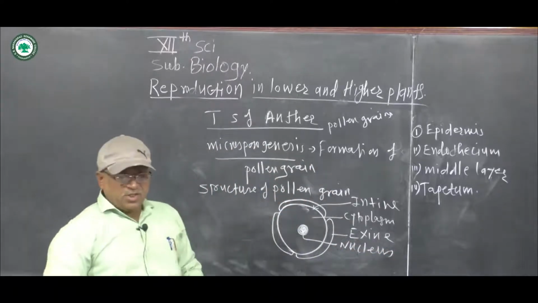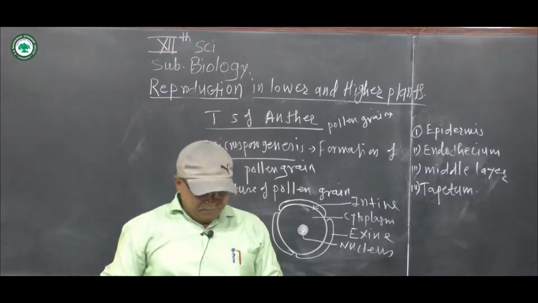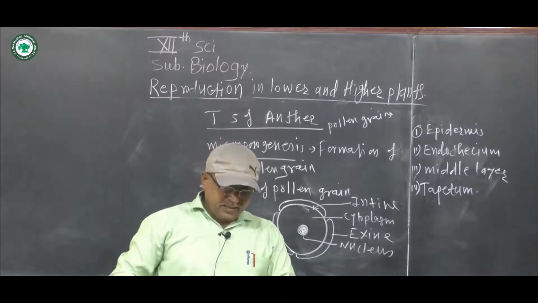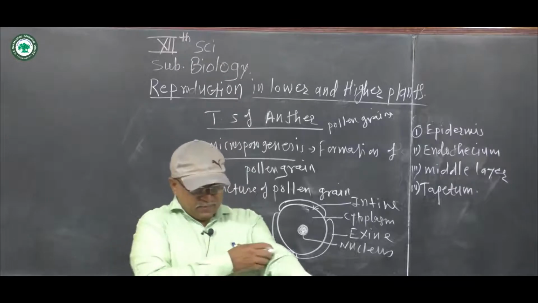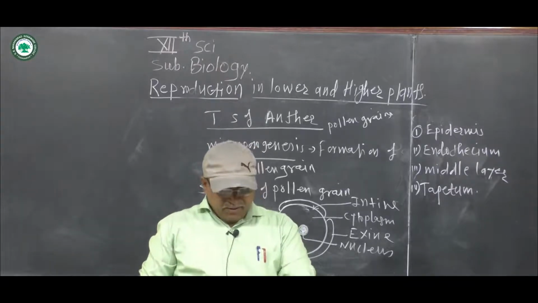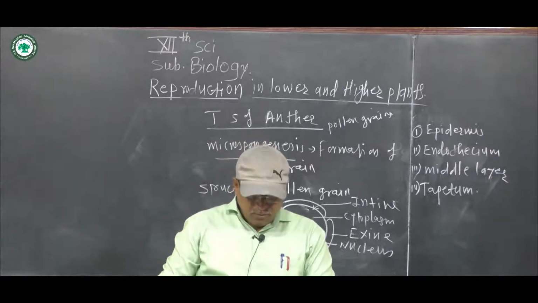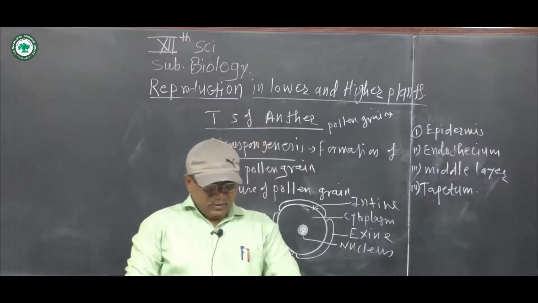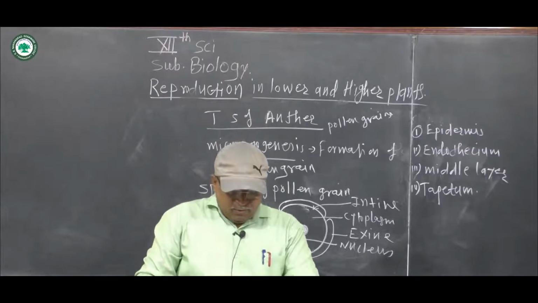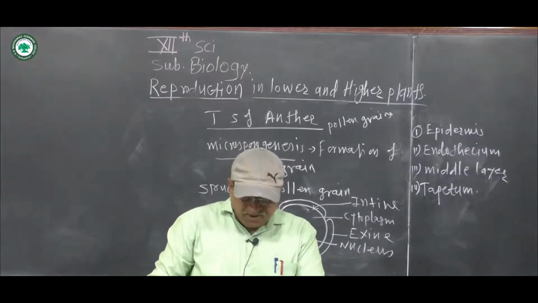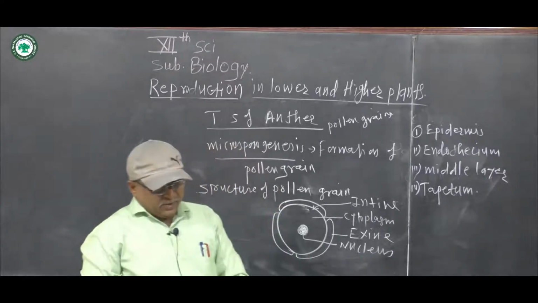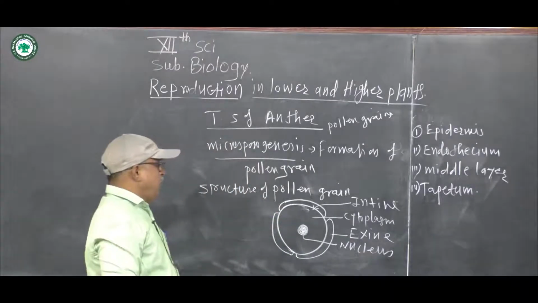What is the function of exine? Exine, it is the outermost layer, that is sporoderm. Sporoderm is the layer of the pollen grain, and the outer layer exine is thick and made up of a complex non-biodegradable substance, that is sporopollenin.